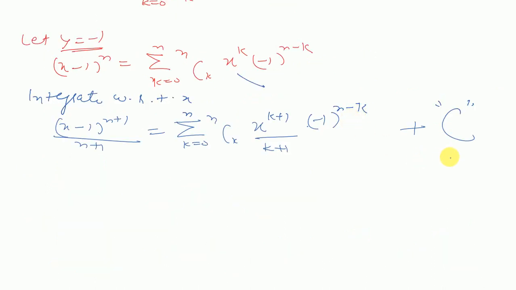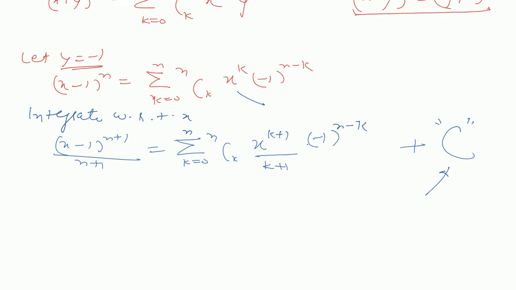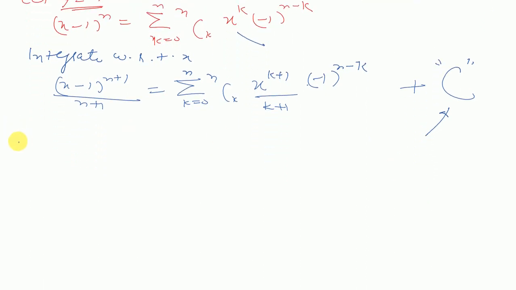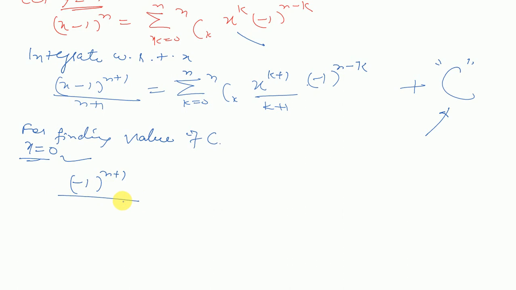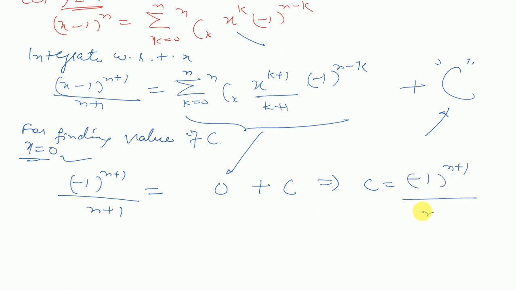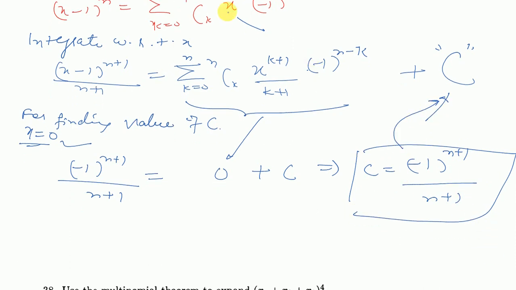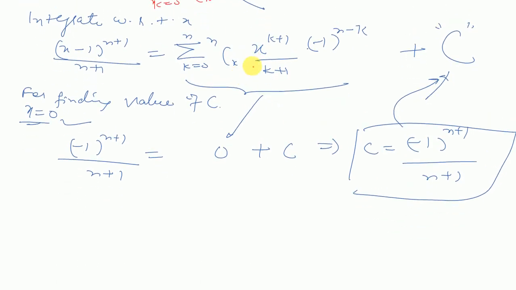Now we need to find the value of this c also. For finding the value of c, I will substitute x equal to 0. So what I will get from here, it will be minus 1 raised to the power n plus 1 upon n plus 1 equal to, this whole quantity will be 0, isn't it? Because x is 0, plus c. So it implies the value of c is minus 1 raised to the power n plus 1 upon n plus 1. So let's substitute this value c here. Okay, so what I will have, let me write this quantity, this one here.